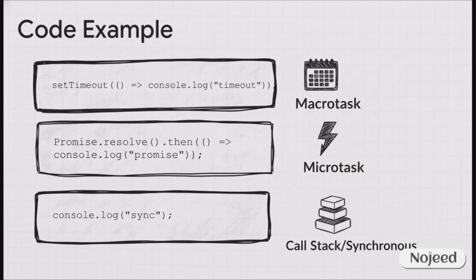So what do we have here? We've got a setTimeout, which we know schedules a macro task. Then we've got a resolved promise, which is going to schedule a high-priority microtask. And finally, just a plain old console.log, which runs synchronously right away.